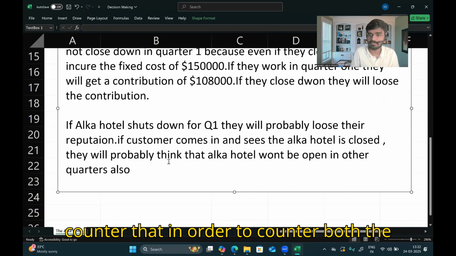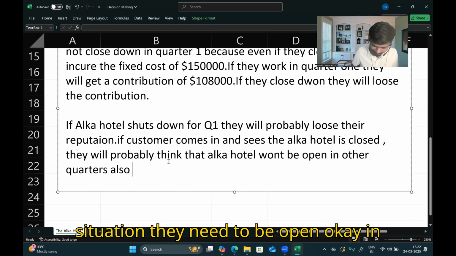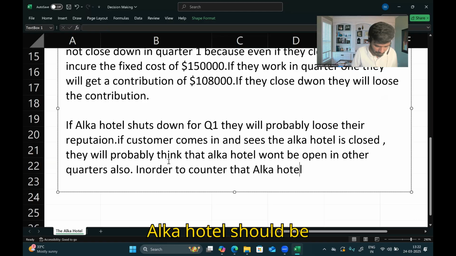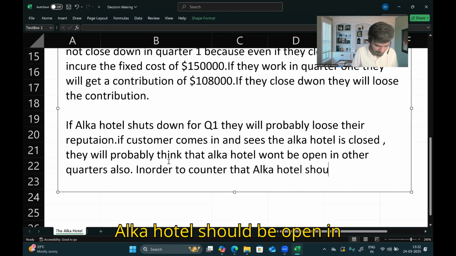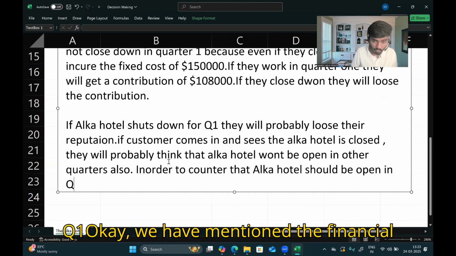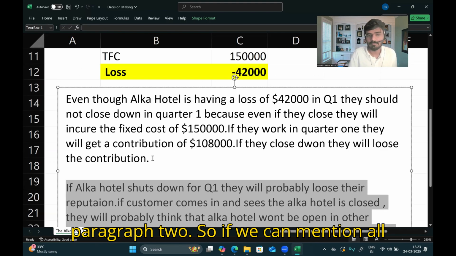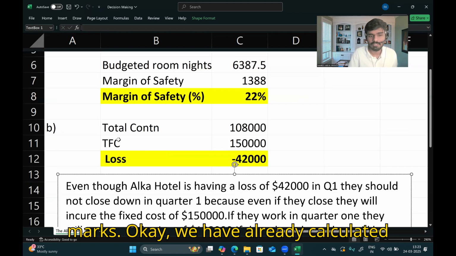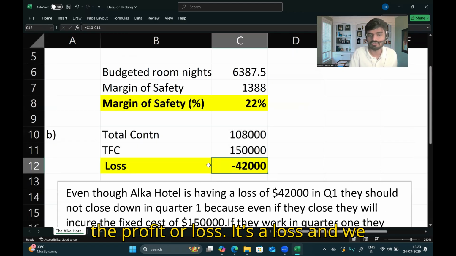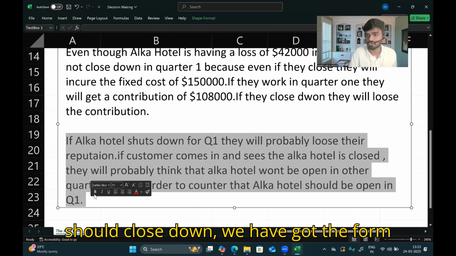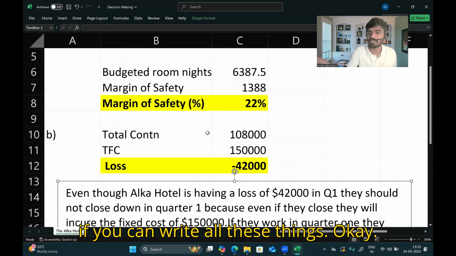So in order to counter both situations, they need to be open. In order to counter that, Alka Hotel should be open in Q1. We have mentioned the financial perspective in paragraph 1 and the non-financial perspective in paragraph 2. If we can mention all these things, we would probably get the marks. We have already calculated the profit or loss, it's a loss, and we have covered whether they should close down on both perspectives. You will be getting the 4 marks if you can write all these things.